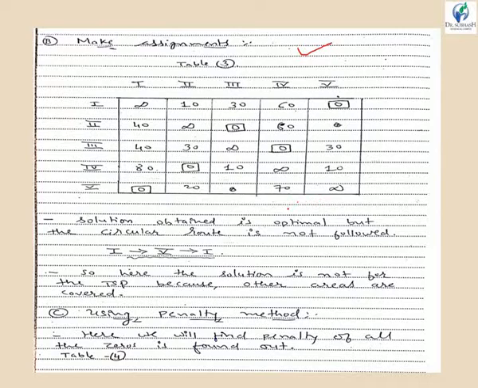And moving to the fifth row, there are two zeros, so we have skipped. Now we have examined each and every row. Now the turn is to examine the columns one by one.